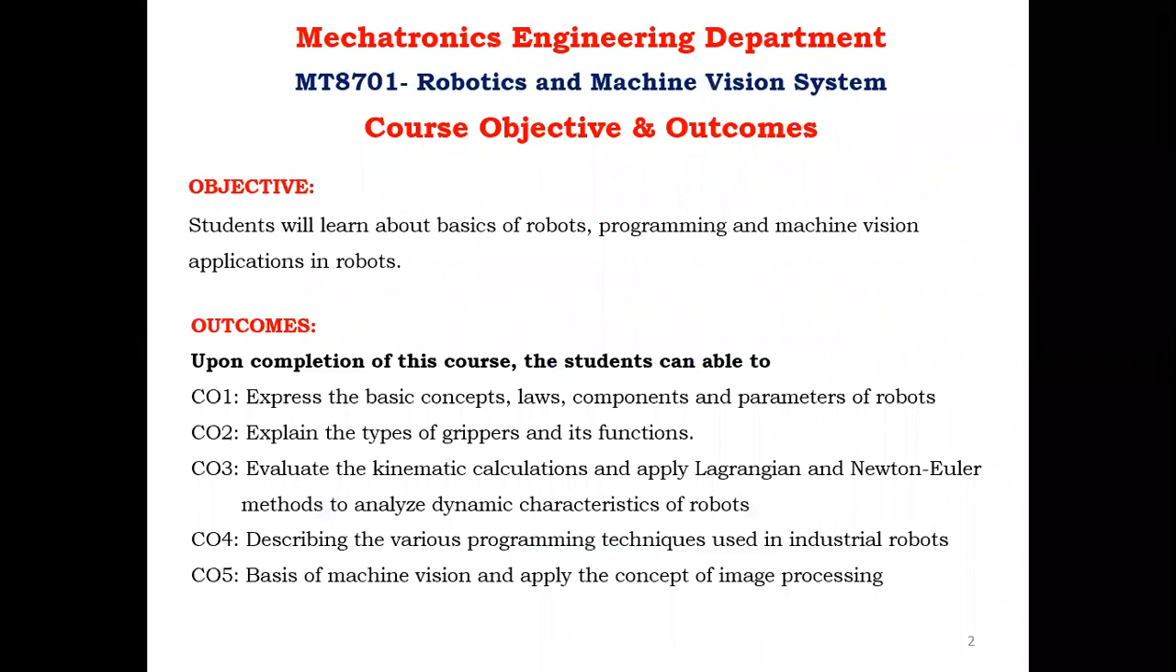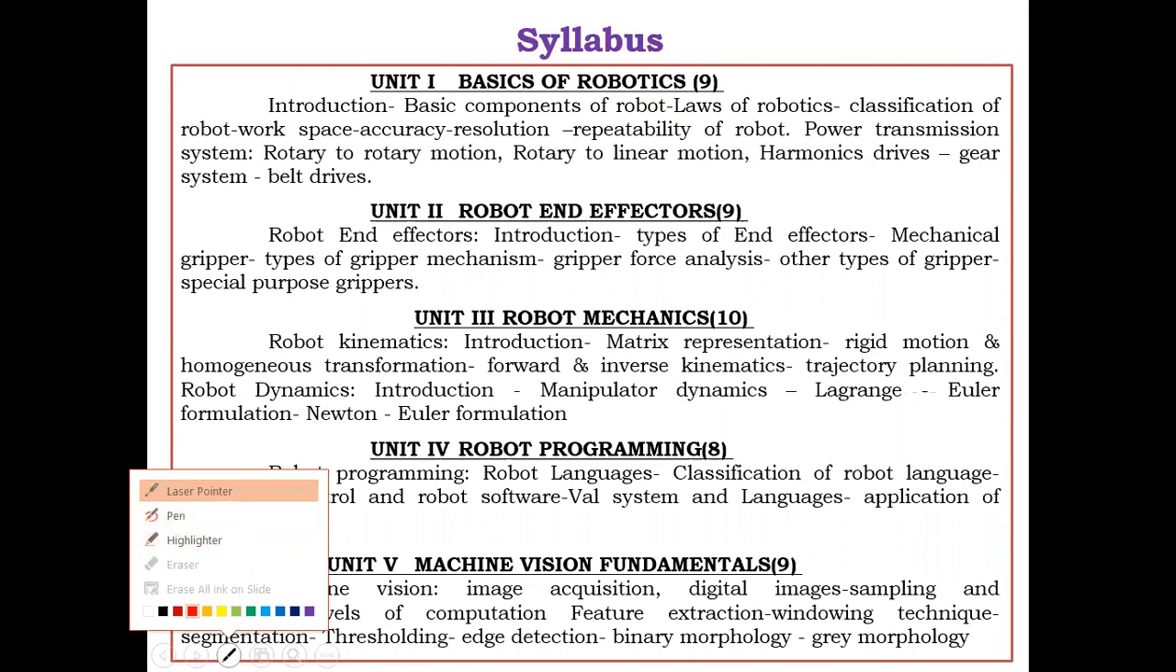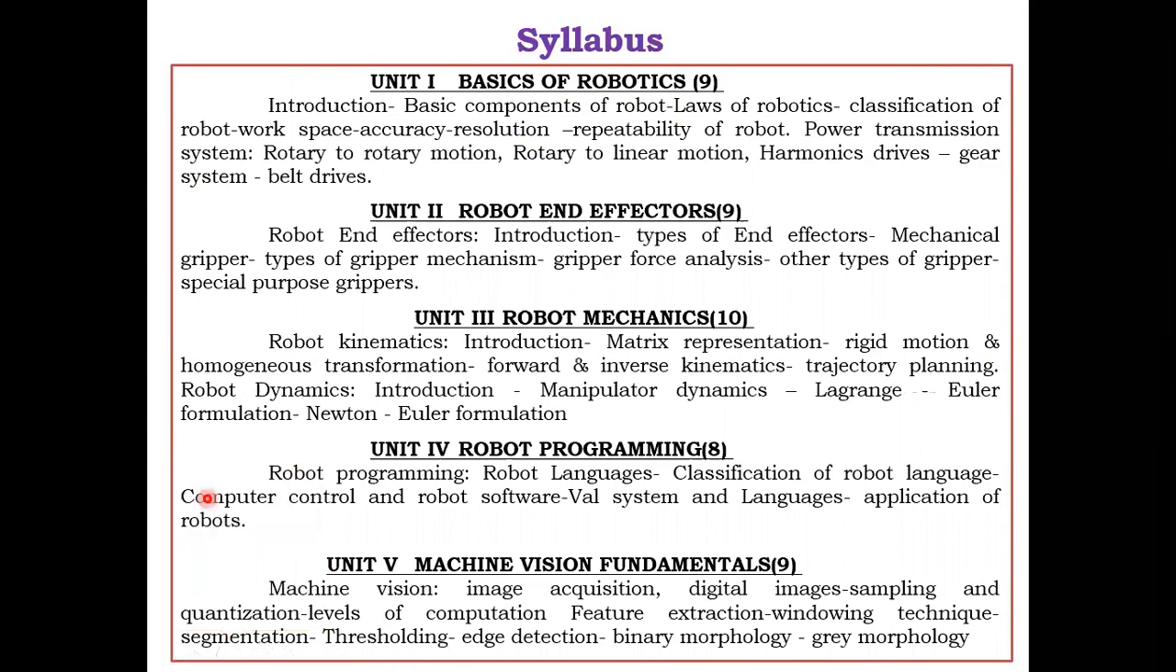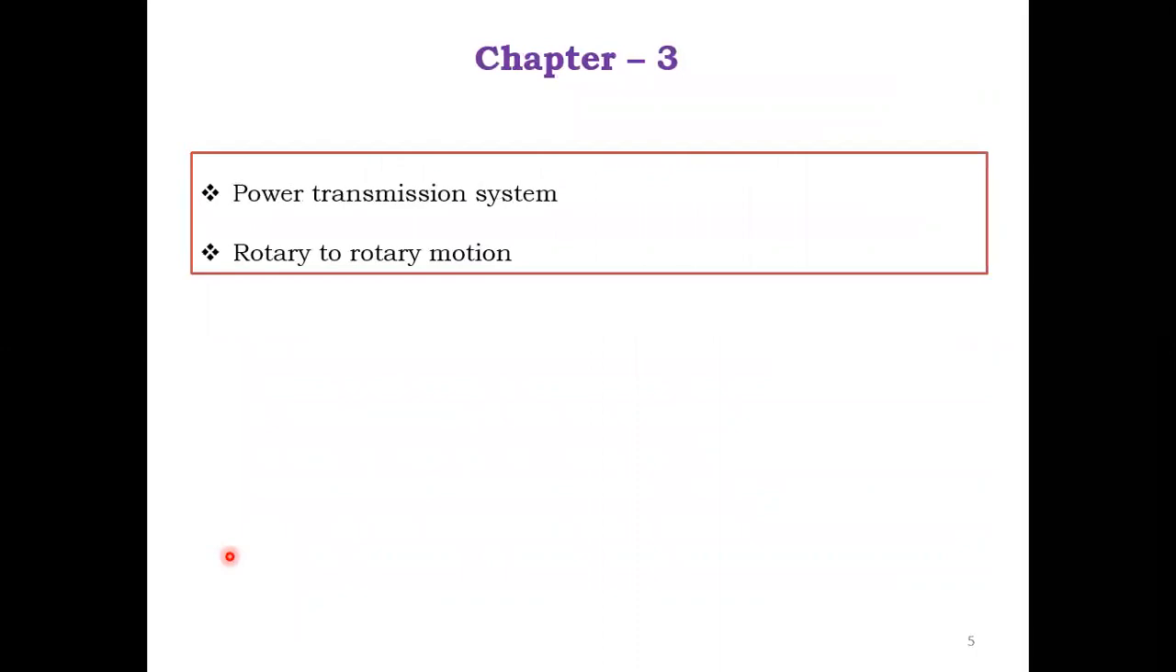This is the course objective and outcomes of Robotics and Machine Vision Systems. This is the syllabus for Robotics and Machine Vision Systems, Unit 1. This is chapter 3.